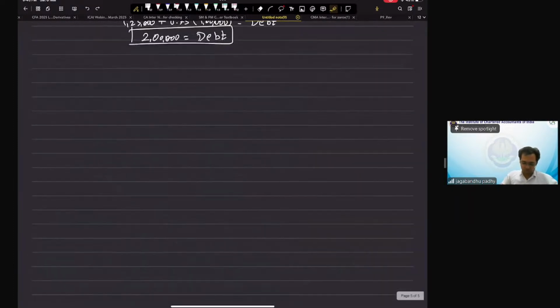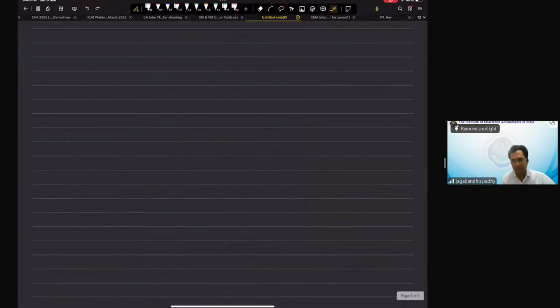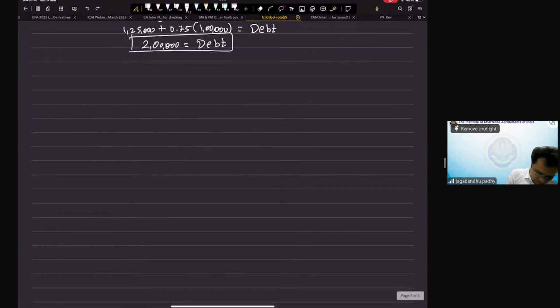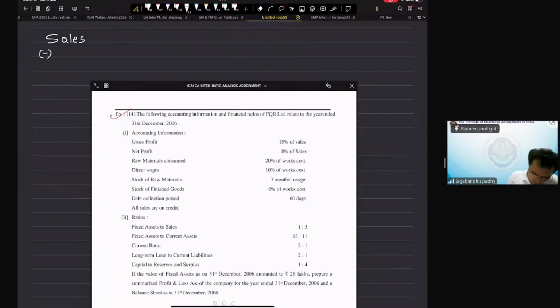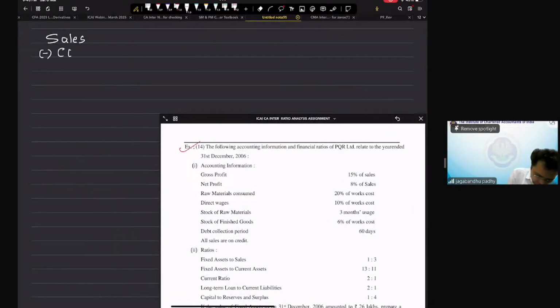So let's talk of P&L and also the balance sheet. We'll just have it side by side. P&L generally we'll prepare in the vertical form for the ease of understanding and for the ease of solving it. So let's say we'll start with sales. From that, we are going to subtract COGS, which will give us gross profit.